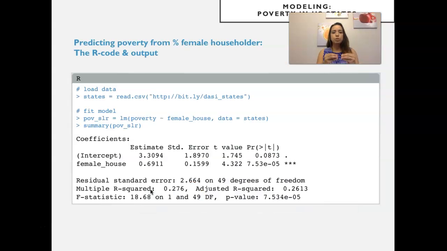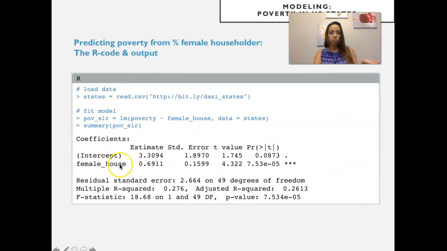Predicting poverty from percent female householder. So if you look at the model, this is just simple regression, right, to begin with. We have poverty rate in states of the United States. Poverty is our response variable, and we have percent female householder as the explanatory variable, and then the data set called states. And here is the output of the model.